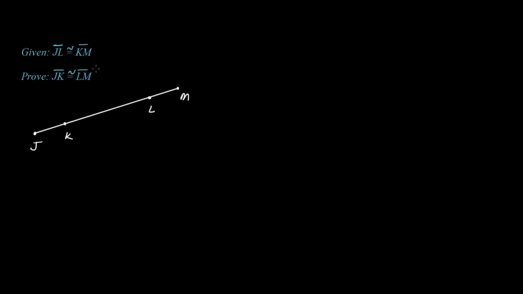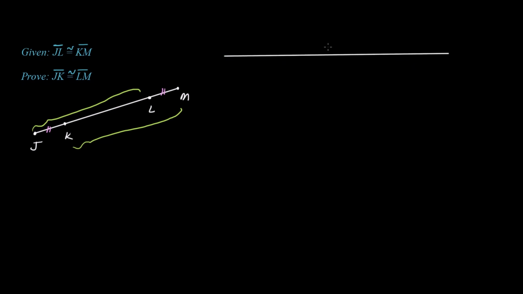Here we're given that JL, that's this over here, is congruent to KM over here. That's interesting. So this is congruent to this, so they kind of overlap. And then we're asked to prove that JK, that's this baby segment over here, is congruent to LM, that baby segment over here. So we've got two big segments that overlap and are congruent, and we're asked to prove that the two baby segments are congruent. Now this may or may not be readily apparent to you as intuitive, but we're going to try to prove it.